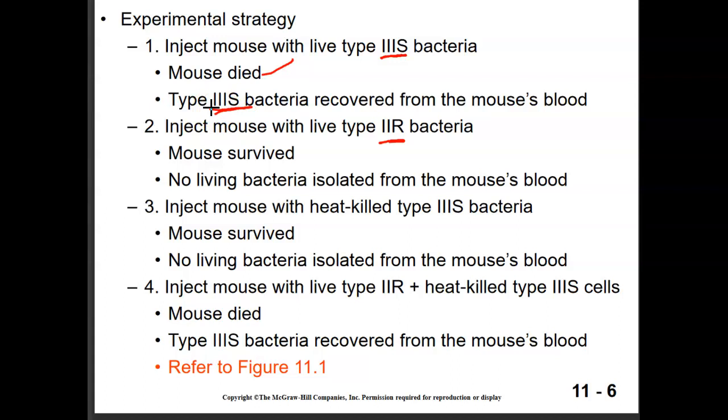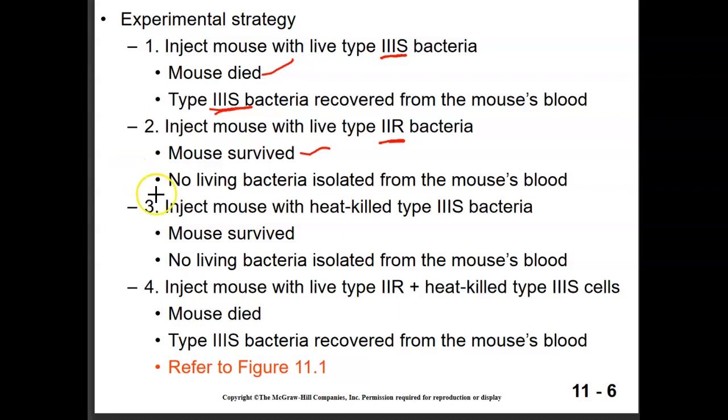On the other hand, when Griffith injected type 2R, the rough-looking bacteria, the rough phenotype of colonies, the mouse got sick, but the mouse did survive. There were no living bacteria found in the mouse's circulating blood. So in that case, we call that a non-pathogenic strain. The S is pathogenic. When something's pathogenic, it's deadly, all right?